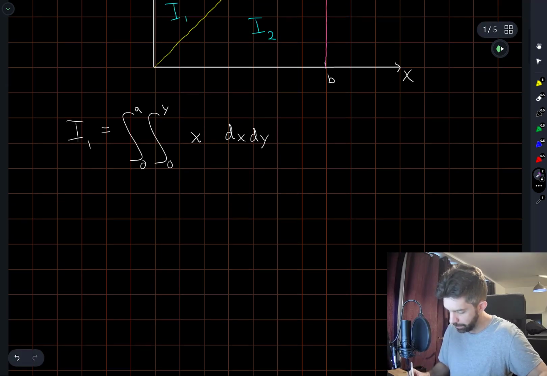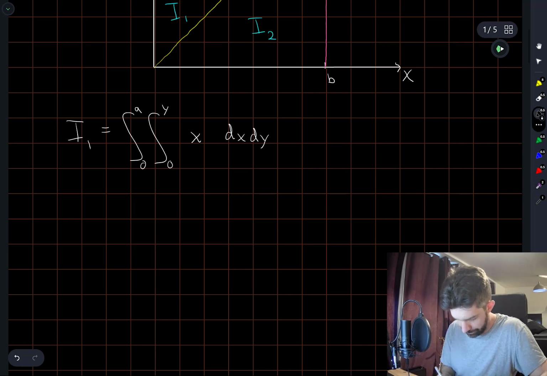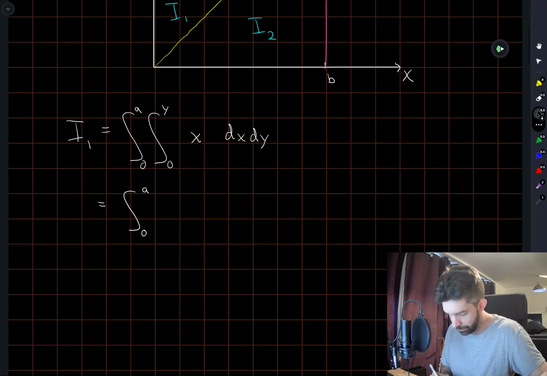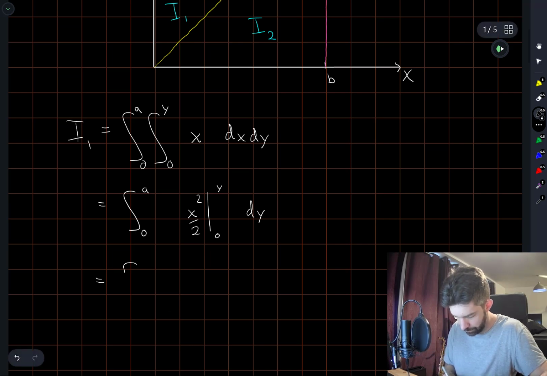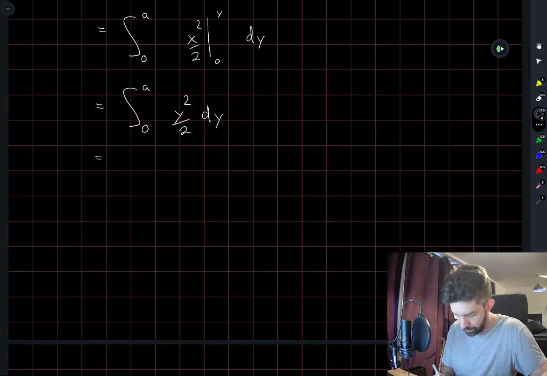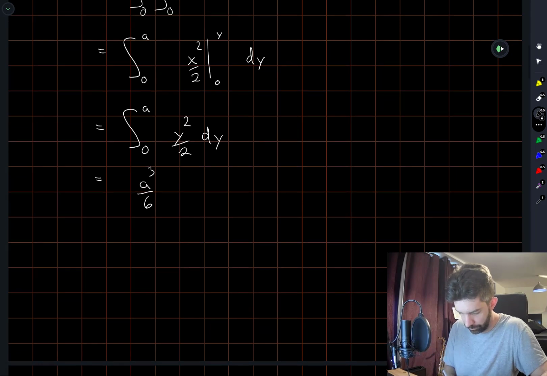Okay, so we can compute this integral pretty easily. We'll just do it from the inside out. So the antiderivative of x is x squared over 2, and we have to evaluate this from 0 to y, which gives us the integral from 0 to a of y squared over 2 dy, which is y cubed over 6 evaluated at a, which is just a cubed over 6. So this is I1.